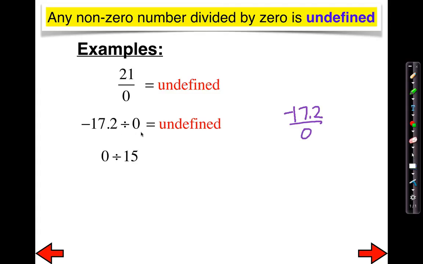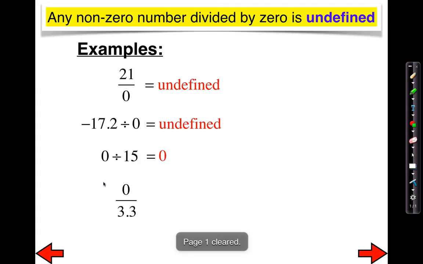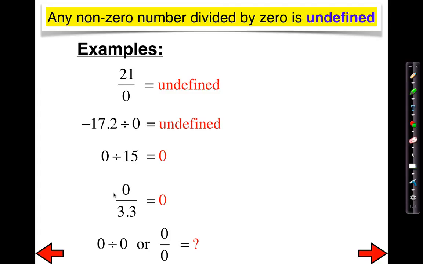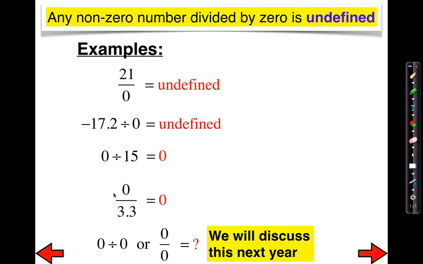Now, 0 divided by 15 is not undefined. This is just 0. And I could prove it because I could say 0 times 15 really equals 0. Now, 0 divided by 3.3 is, again, 0. Because, again, I can prove it. I could say 0 times 3.3 does actually equal 0. Now, 0 divided by 0 or 0 over 0, what is that? We will discuss this next year, so don't worry about it now.